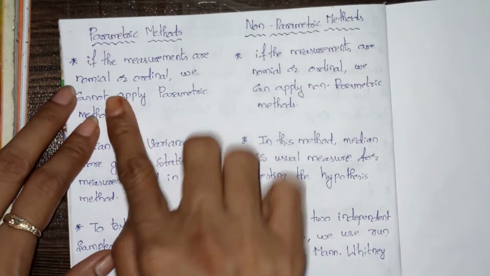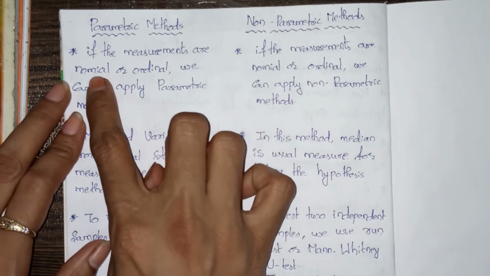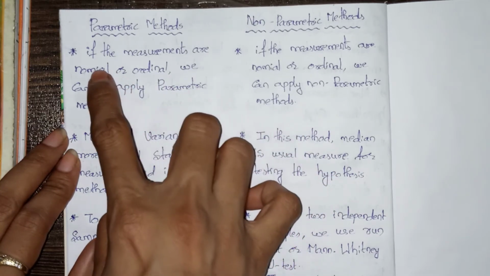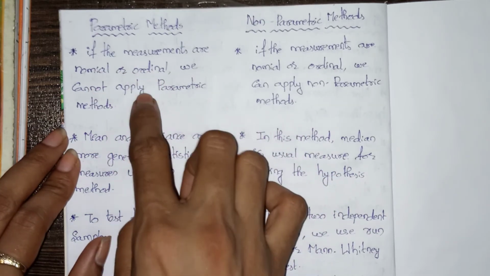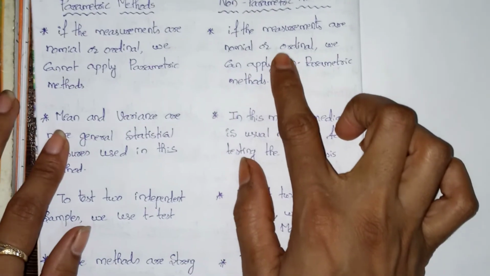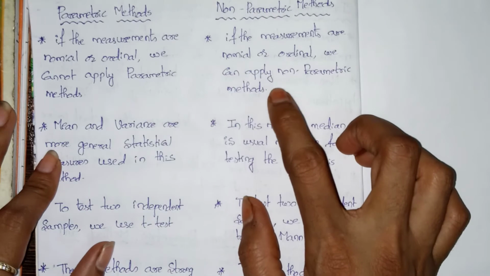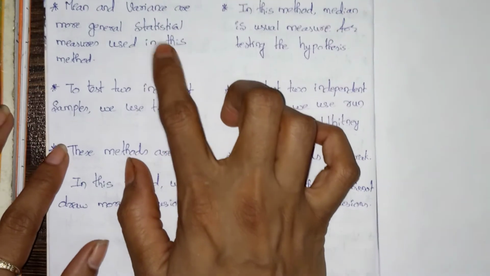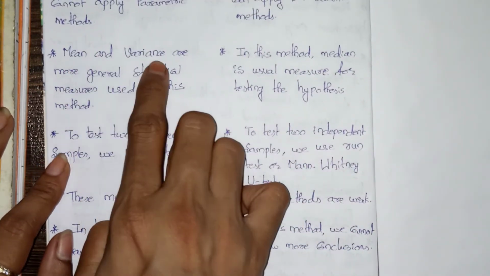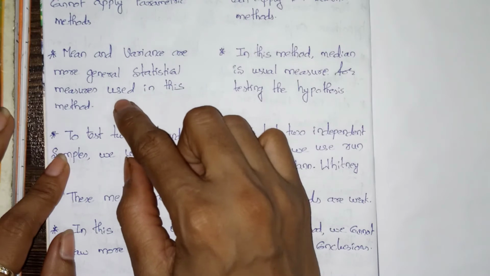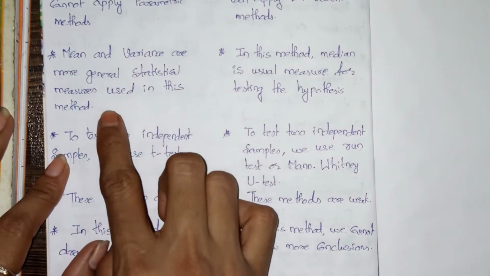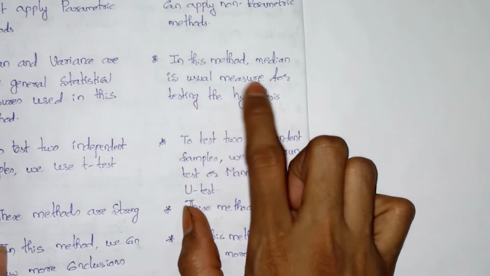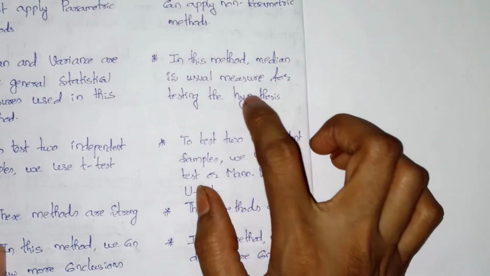Next point is, if the measurements are nominal or ordinal, we cannot apply parametric methods. Here if the measurements are nominal or ordinal, we can't apply this parametric method, but in non-parametric methods we can apply. So if the data is nominal or ordinal, we can apply this non-parametric method. Next point, here the calculations are mainly mean and variance. So general measurements here, but in non-parametric method we usually use only median.